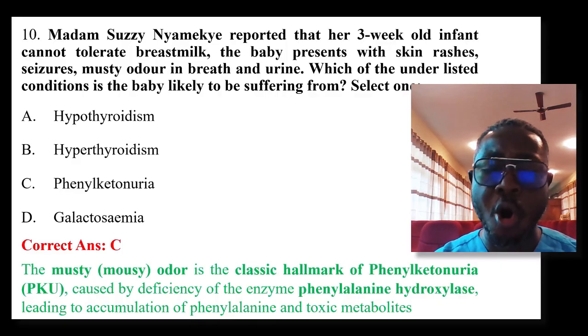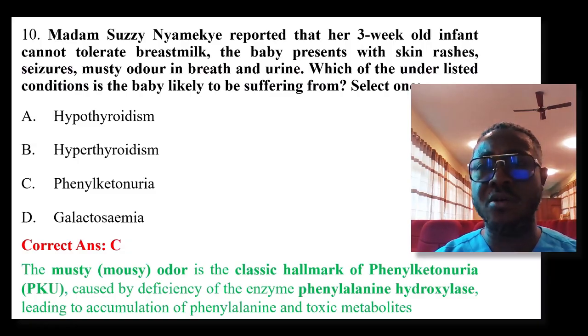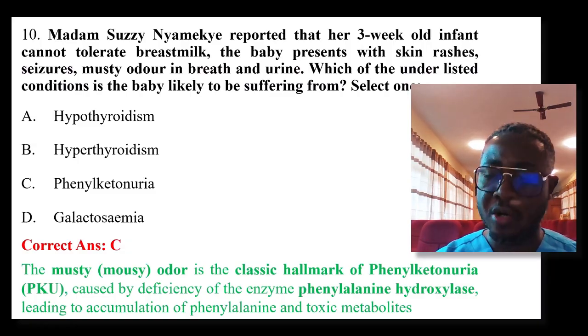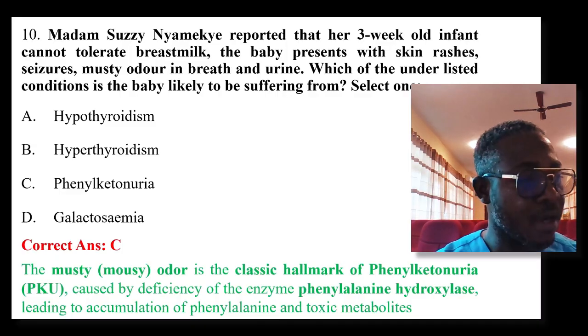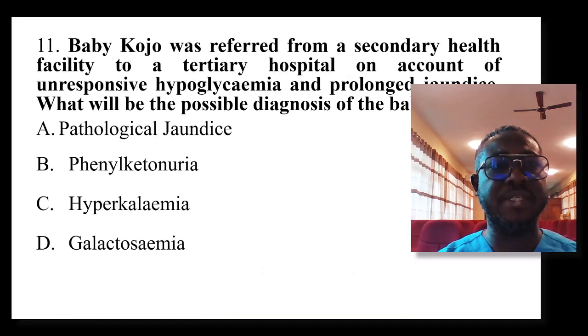So we are saying that the hallmark of phenylketonuria, PKU, is a musty or mousy odor in breath and urine. All right. Let's look at the next question.